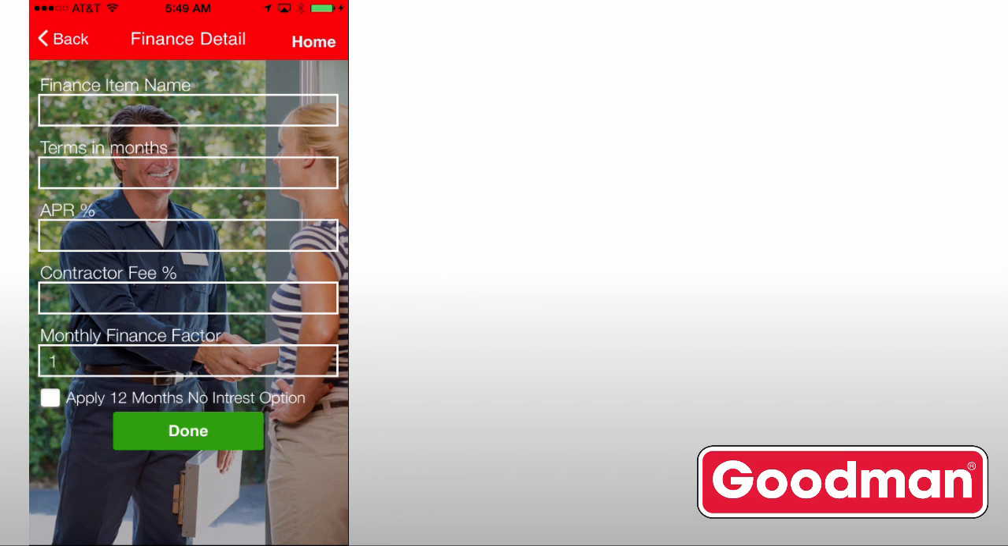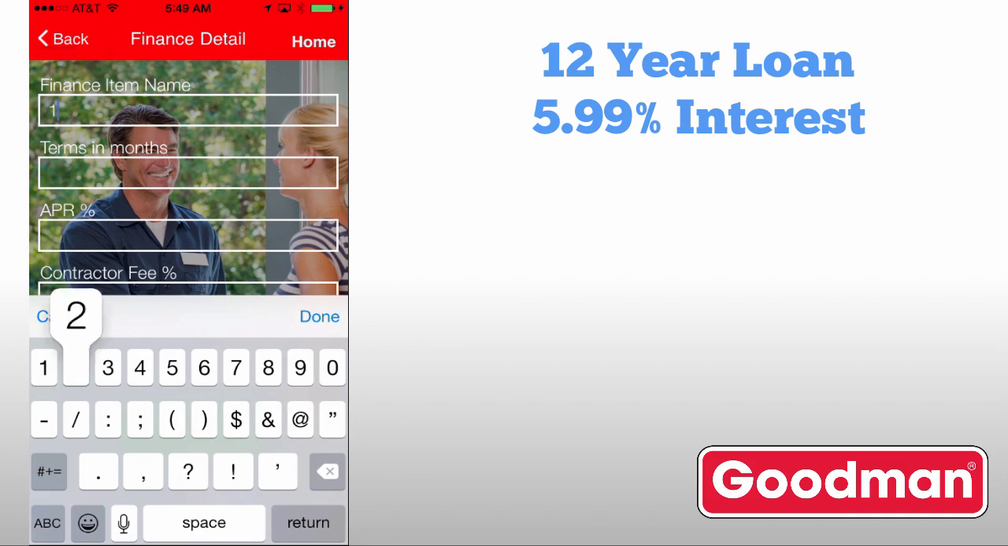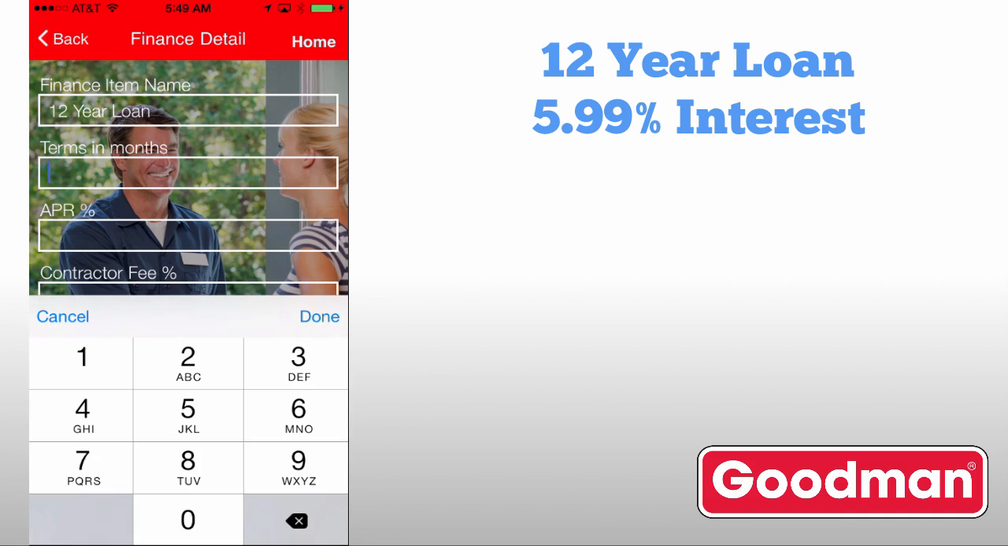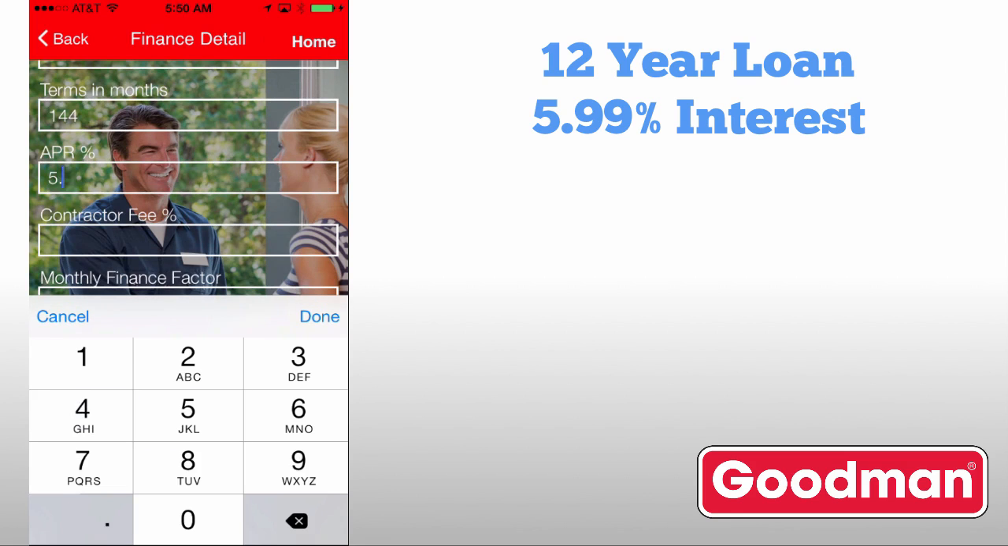All right, let's just start with this simple example here. Let's just do a 12-year loan at 5.99% interest. So let's call this one 12-year loan, and that will be 144 months. And for the interest rate, we'll put 5.99.